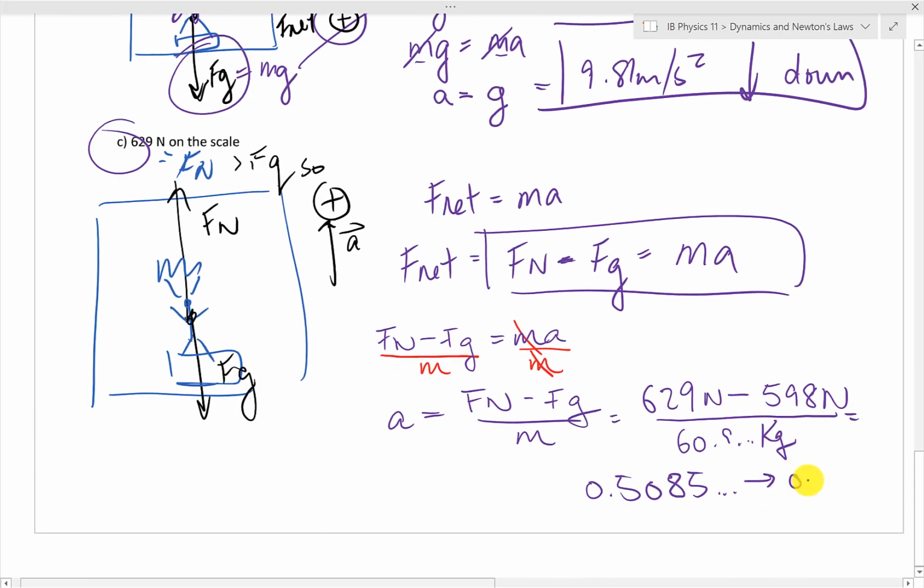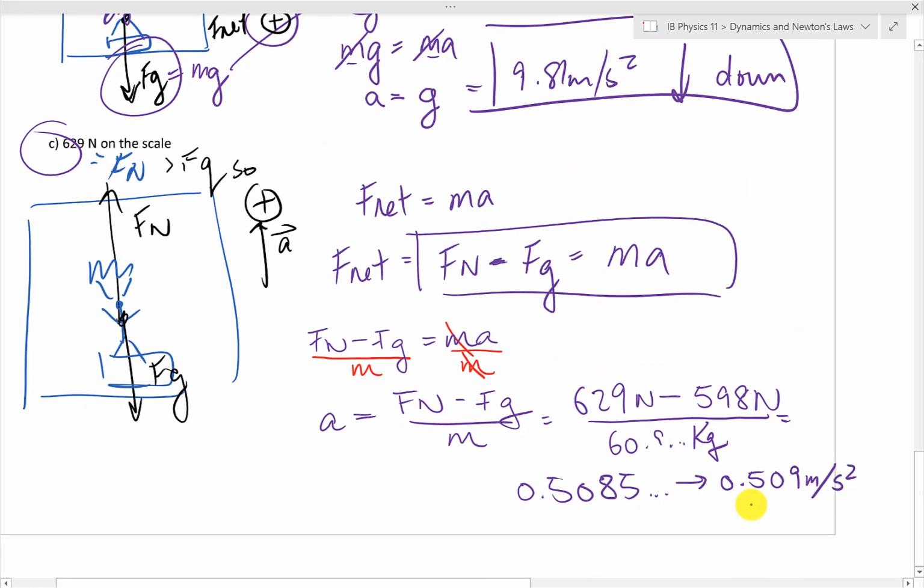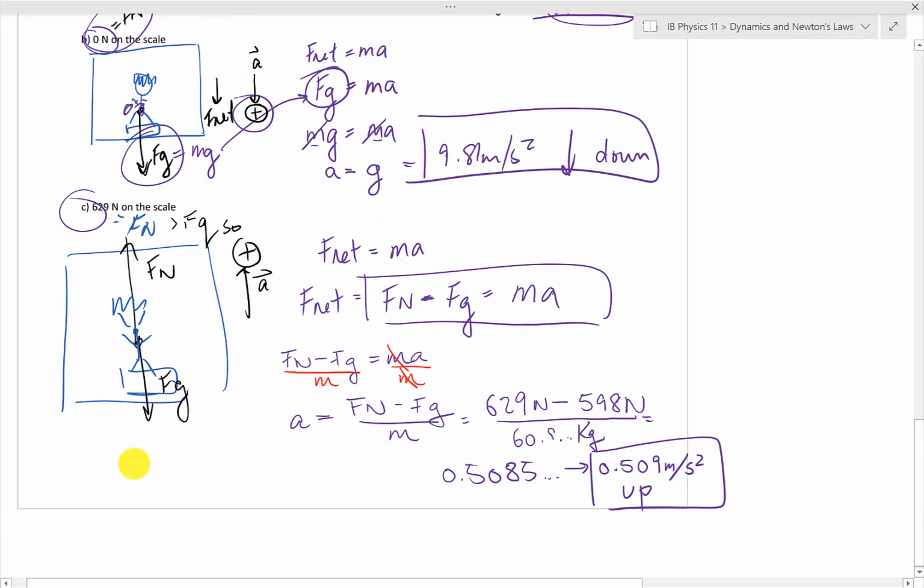Dividing everything out on our calculator, we get something like 0.5085, which we're going to round to 3 sig figs, so 0.5089 meters per second squared in the upwards direction. All right, and there was that. In this solution, I did it a little bit differently, where I merged 2 steps together. I combined these 2 F-net equations, essentially equating the sum of the forces with m times a, mass times acceleration, and then I just solved for a and substituted everything in one step.